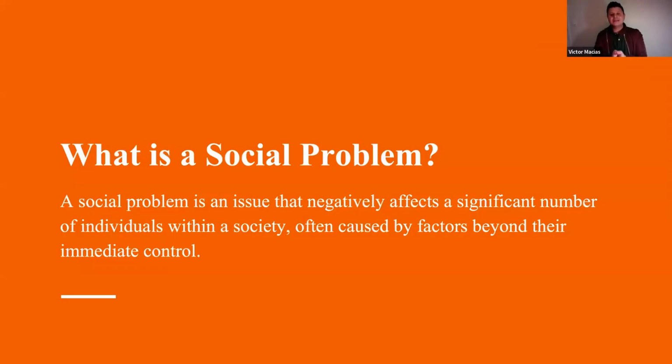Now, from that to this, right, it wasn't just a general idea. I went through a specific process of identifying a problem, and I'm going to show you how. But in this instance, what is a social problem? So, a social problem is an issue that negatively affects a significant number of individuals within a society, often caused by factors beyond their immediate control.